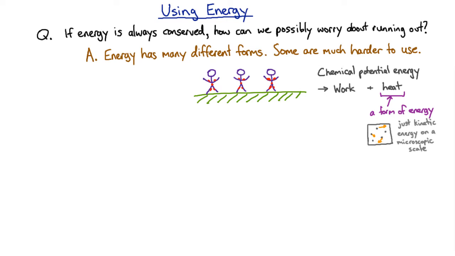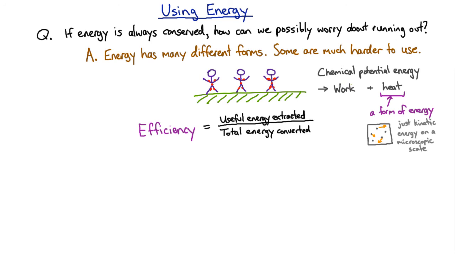So when you talk about using energy, you're really talking about transforming energy from one form to another form, or sometimes from one form to multiple other forms, of which you really only want one of them. And that means that we always have to worry about the efficiency of that process, which is just the fraction of energy that you extracted into the form you wanted, divided by the total amount of energy that you used. So in this case, it would be the work divided by the chemical potential energy that we used.